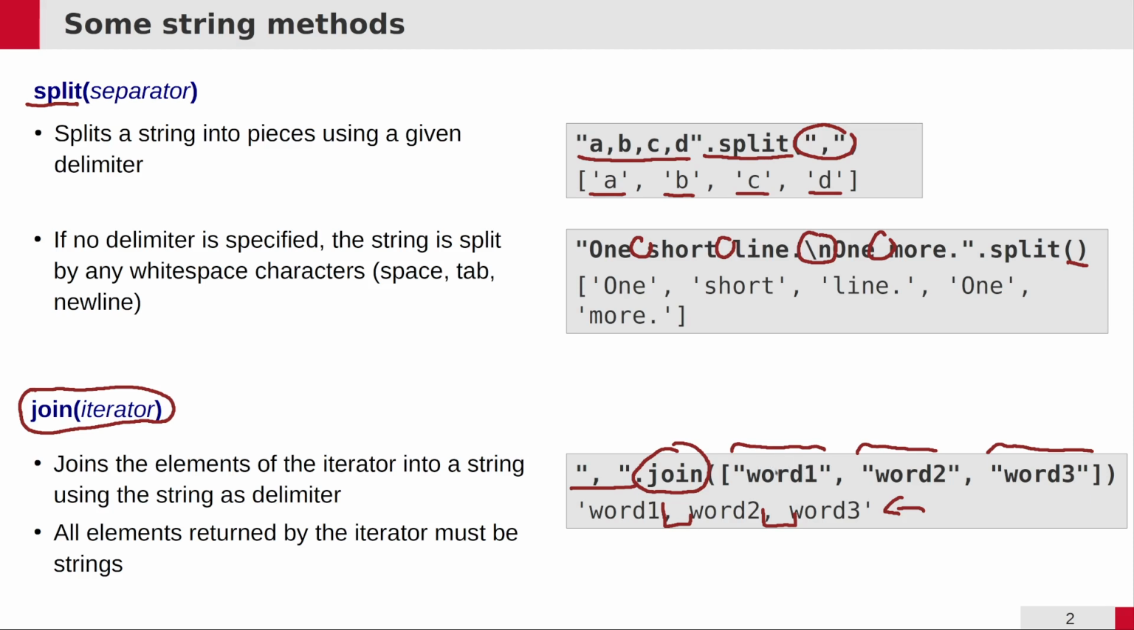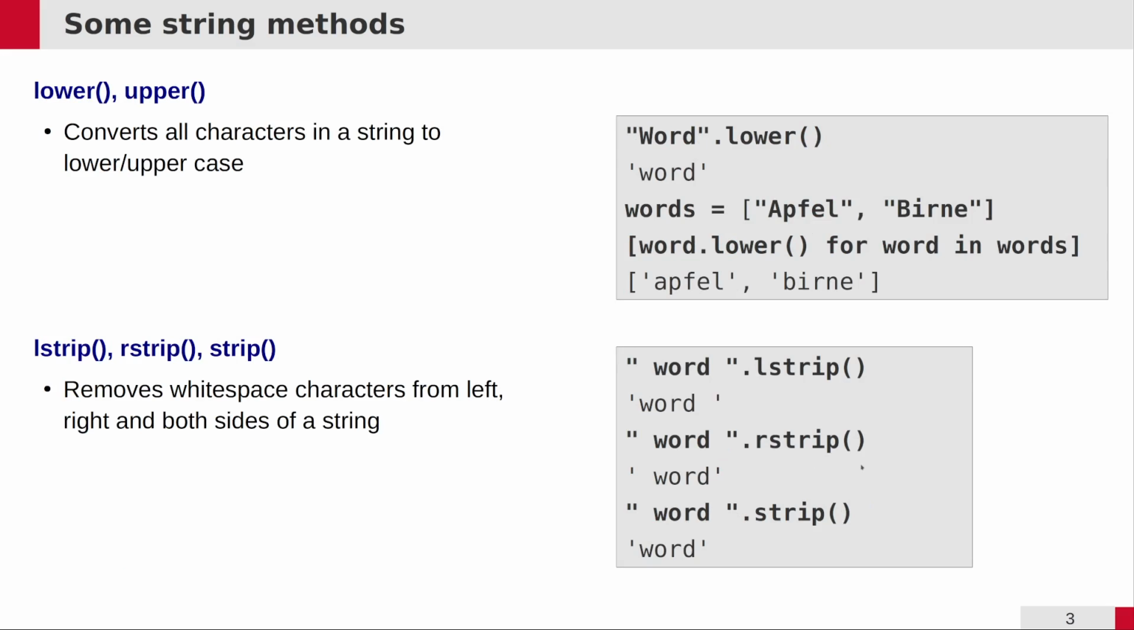All elements in this iterator, in this list, must be strings themselves. There is also another very important function, when you convert something to lowercase. A string can be converted to lowercase by taking the string and calling the dot lower method of the string, and you see that the result is that the string became lowercase.